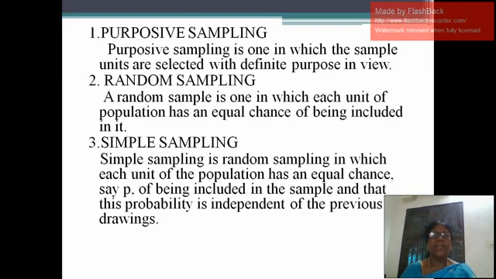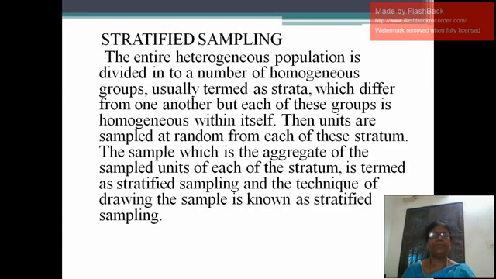Random sampling. A random sample is one in which each unit of population has equal chance of being included in the sample. Simple sampling. Simple sampling is a random sampling in which each unit of population has an equal chance of being included in the sample, and that the probability is independent of the previous drawings.